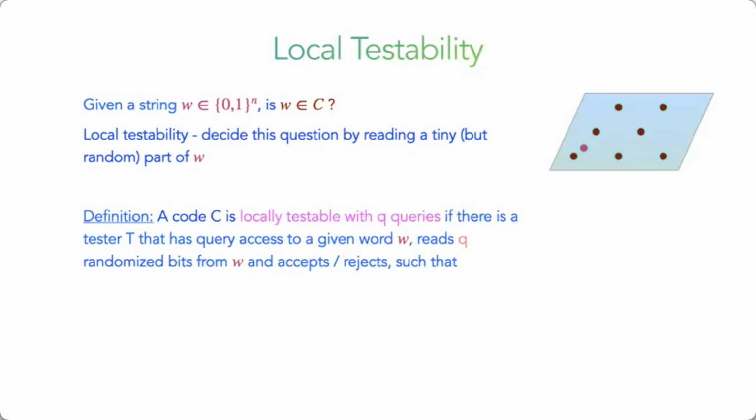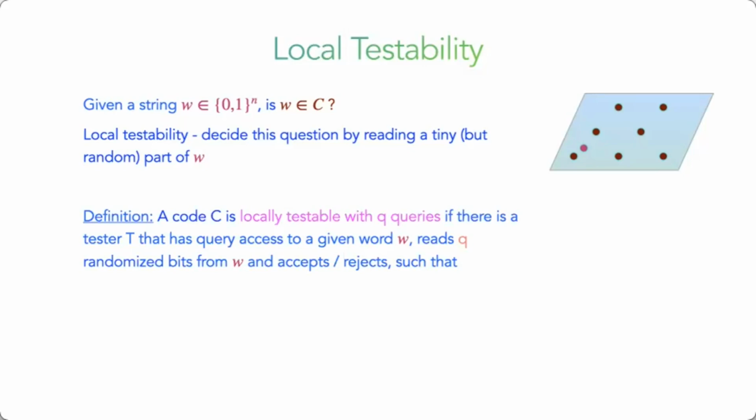So here's how we define local testability. A code is called locally testable with Q queries. This refers to how many points in the string I'm going to read, how many bits, Q. If there is a tester T that has query access to the given word W, it reads Q bits in W, and then it says, okay, it's in the code, or it says, no, it's not in the code.